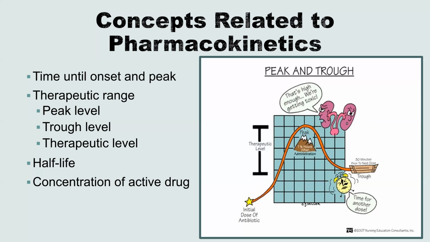And then the concentration of the active drug. The effectiveness of a medication depends ultimately on its concentration at that intended site. And there's my picture about peak and trough. It shows you in graph format that you're given that initial dose of the antibiotic, let's say vancomycin, and then you've got that therapeutic level. Your peak is the top of that therapeutic level, and then you've got your kidneys saying that's high enough, we're getting toxic. Then it starts to go down to the trough level. It gets to that trough level 30 minutes prior to the next dose, and then it says it's time for another dose. And that's how that works.